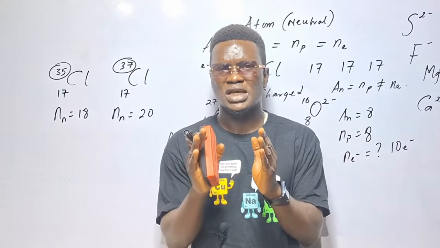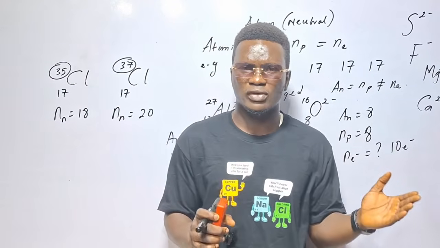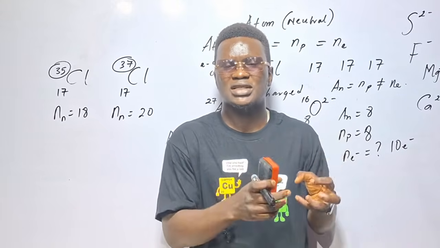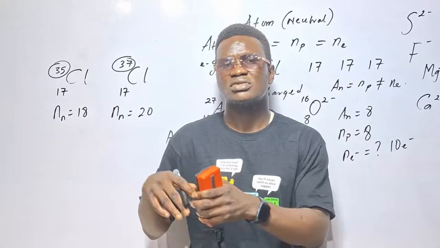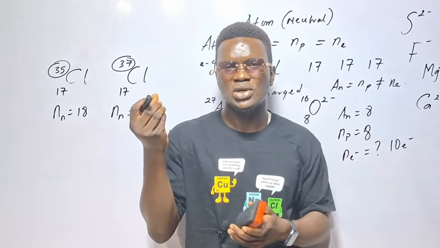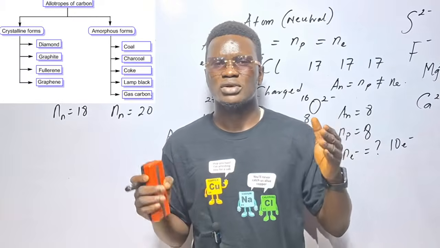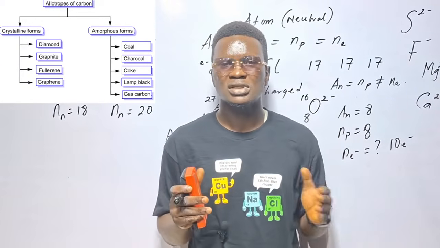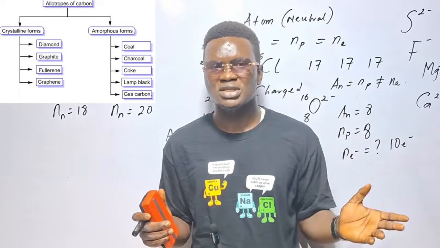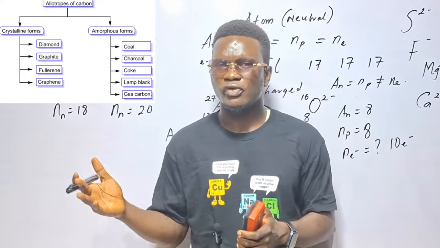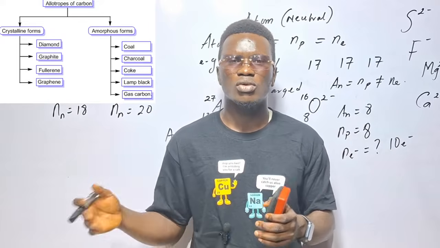Now, for allotropes, the allotropes can either be in the crystalline form or in the amorphous form. The crystalline form is the one that has a particular shape, while the amorphous forms are the ones that are shapeless. They usually exist in the powdery forms. So now, the examples of allotropes of carbon are diamond, graphite, the Buckminster fullerene, the graphenes, while examples of the amorphous forms are the coal, charcoal, and so on.